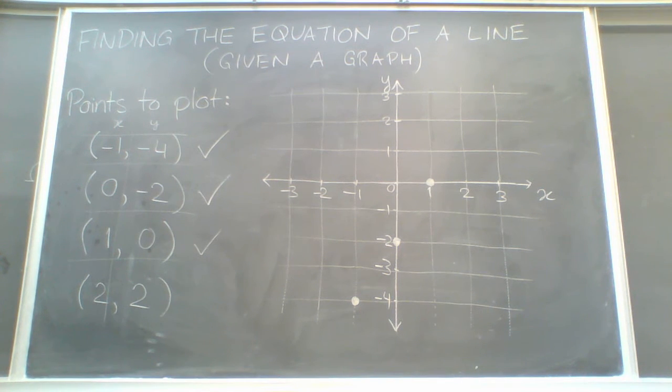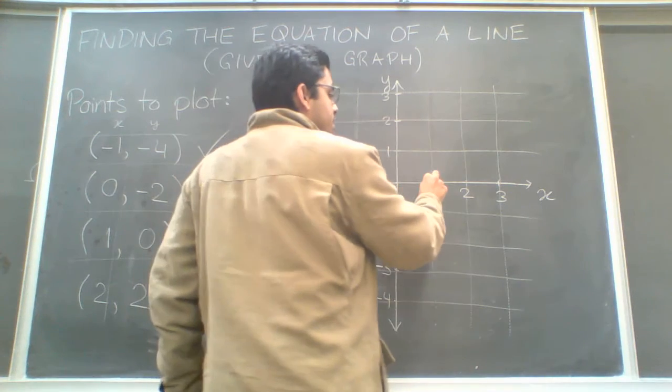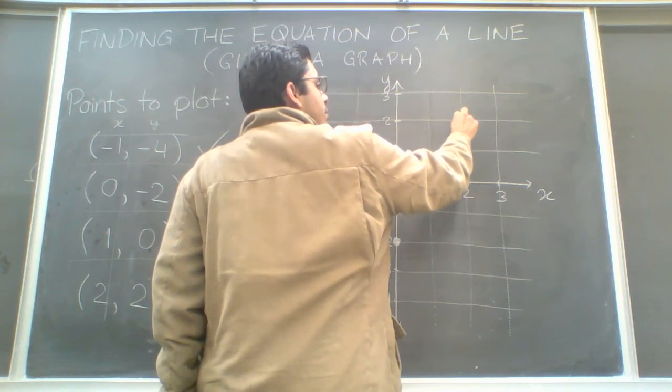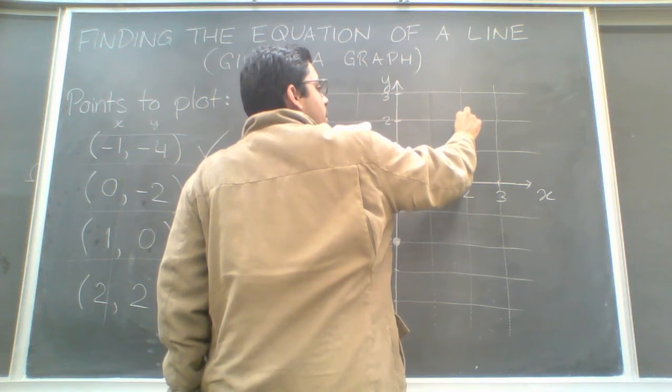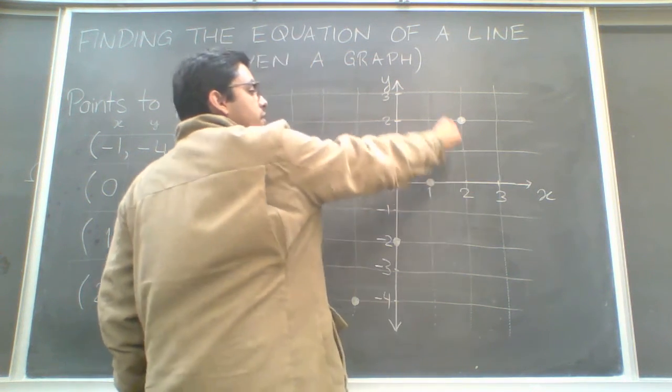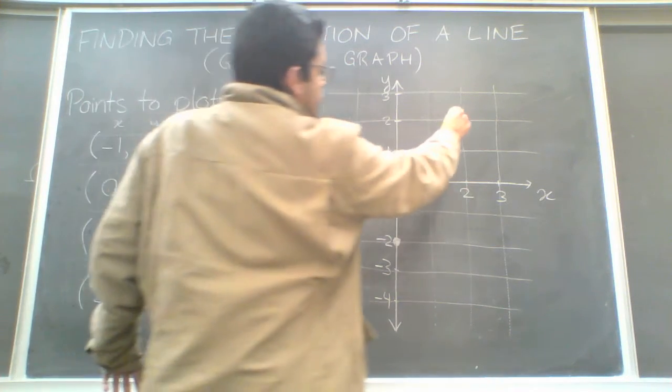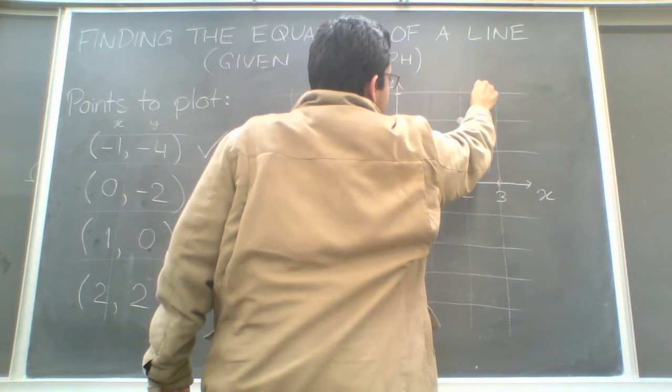So we're going to plot a point at 2, 2. So we go 2 units in the positive x direction. We go 2 units in the positive y direction. And we put our point right up there. So we've gone 2 units over and 2 units up because this point told us to go 2 units over and then 2 units up in the x and y directions respectively. And so that gives us 4 points, which we will now connect with a hopefully straight line.